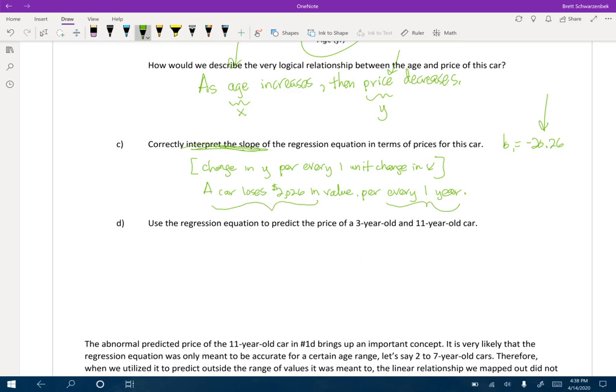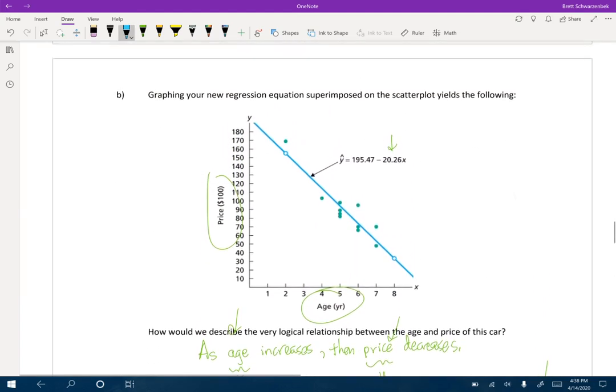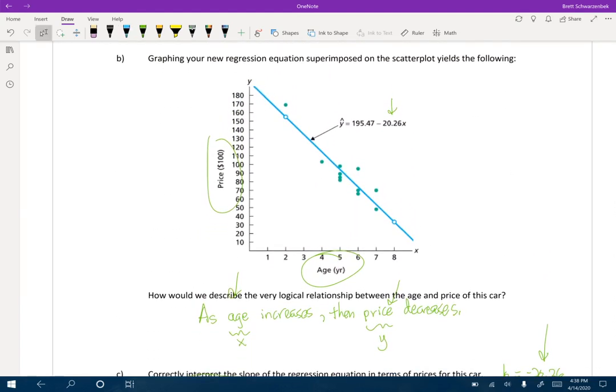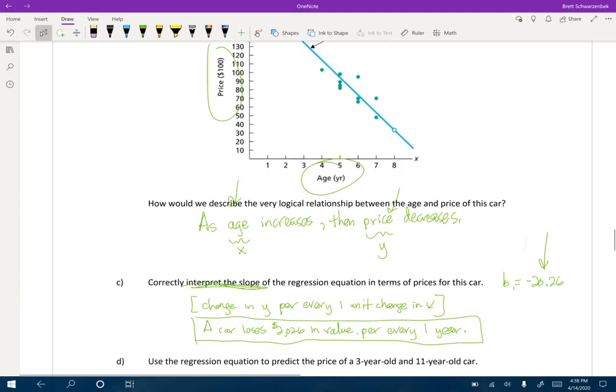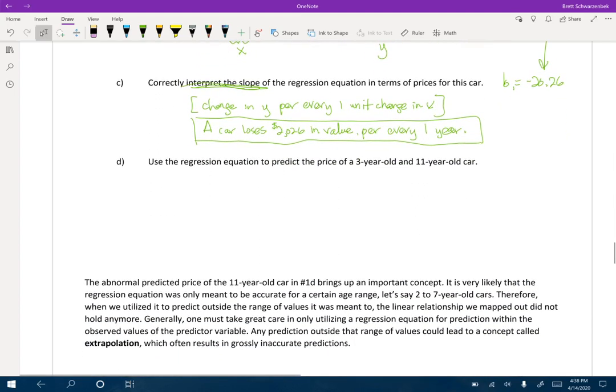Okay, so again, it's the change in y per every 1 unit change in x. Students often get very wordy with this. This is exactly how you interpret this, so make sure that you write it just like this. This is the best way to interpret the slope. Also take note that they didn't ask you to interpret the y-intercept because it's probably not going to be very accurate when it comes to this line. We'll talk about that a little bit later though. Okay, last one here for D.